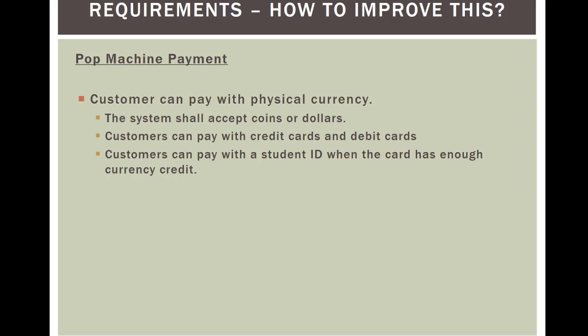All right, so here we go. Pop machine payment. Customer can pay with physical currency. The system shall accept coins or dollars. Customers can pay with credit cards and debit cards. Customers can pay with a student ID when the card has enough currency credit. All right. Well, that sounds like, hey, this is a pretty good swag at it. But that can absolutely be fine-tuned.